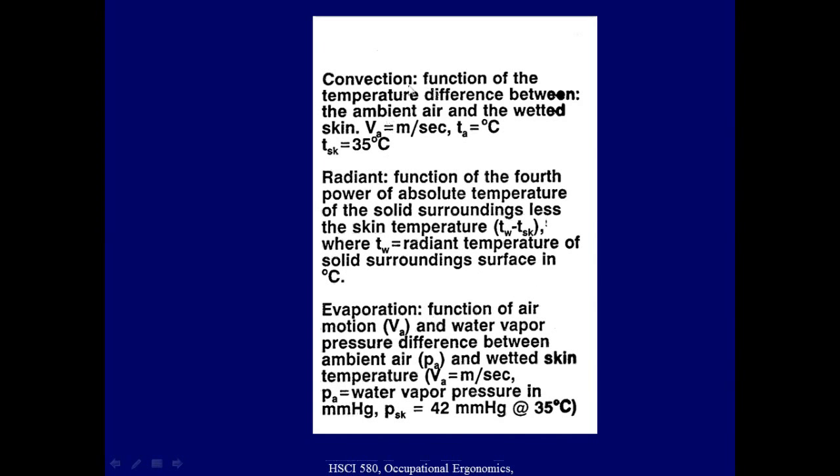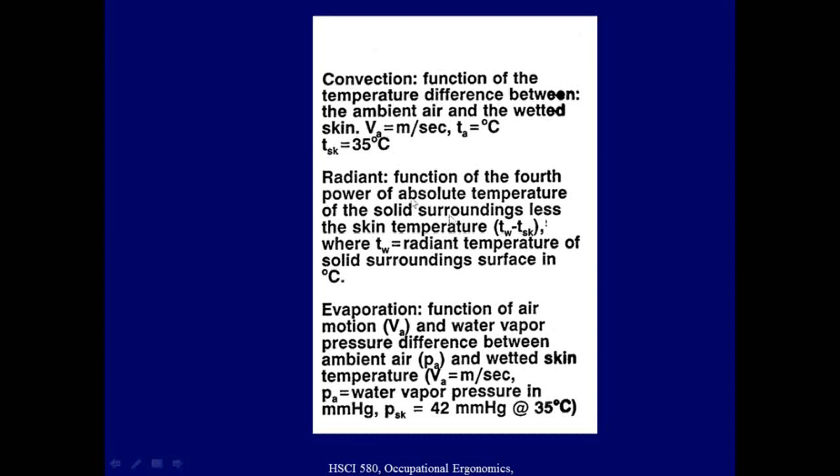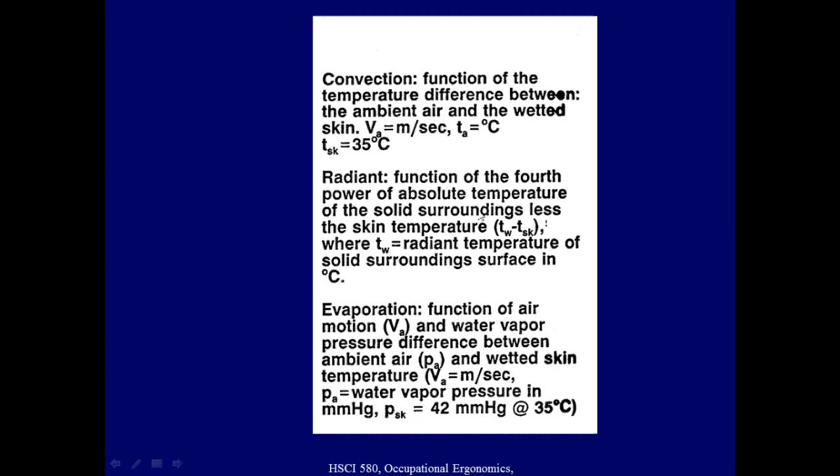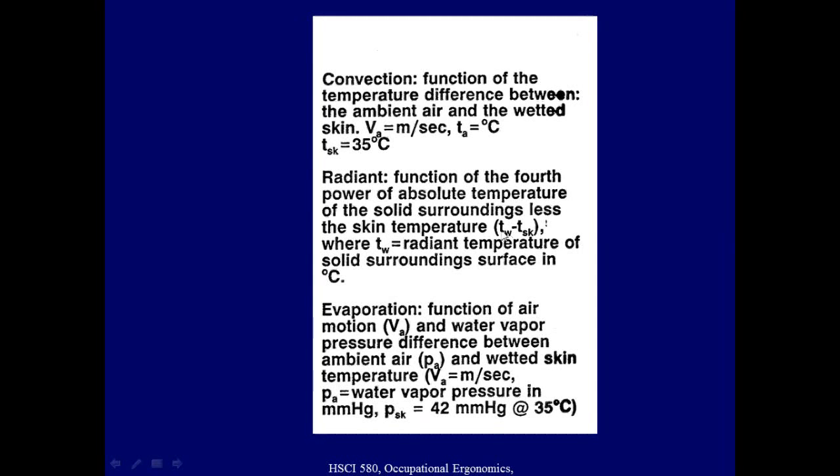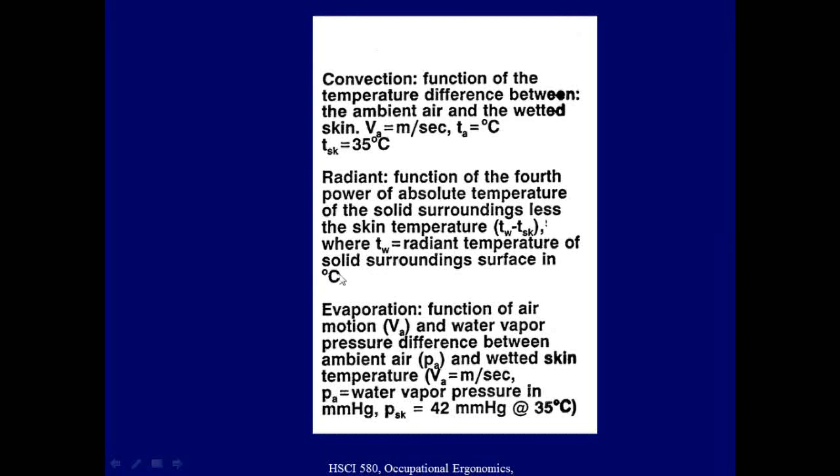Convection is a function of the temperature difference between the ambient air and wetted skin, as I mentioned before. Usually the standard that's looked at there is temperature of the skin at 35 degrees C. Radiant function, this is the fourth power of the absolute temperature for surrounding objects, and this kind of got wiped out a little bit, but put that fourth power right there between the radiant temperature, T sub W, minus T sub Sk, which is the temperature of the skin, to give you those values.